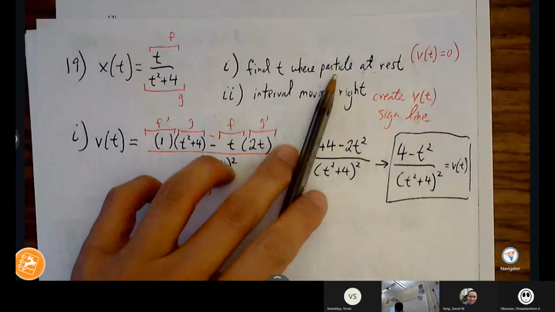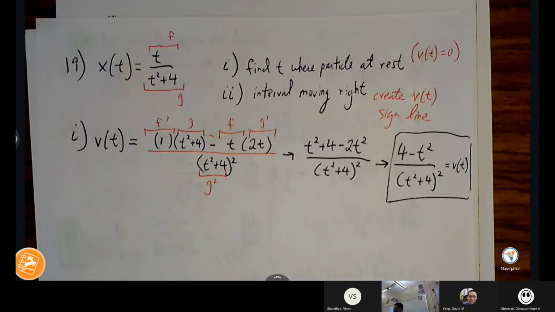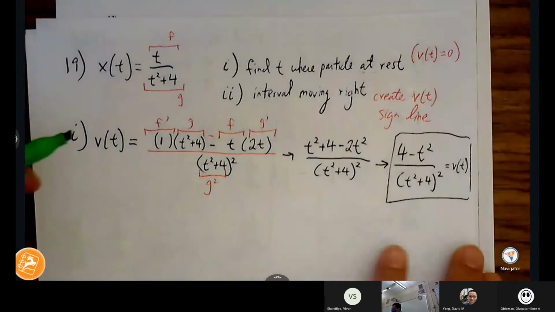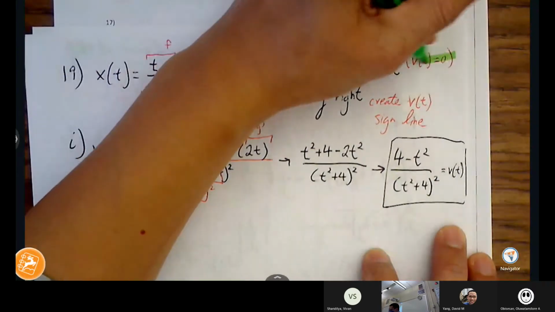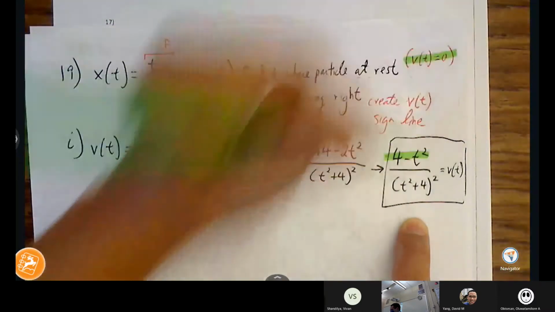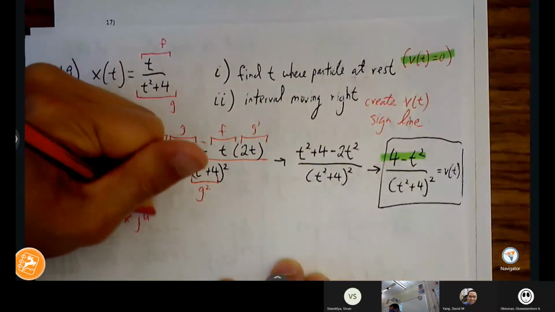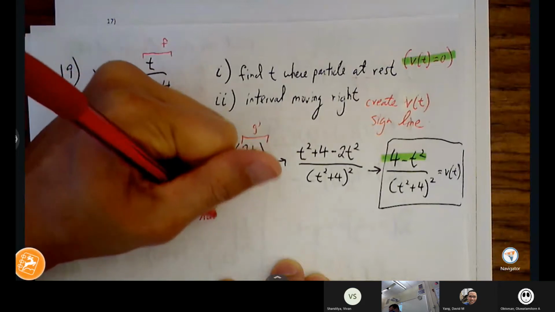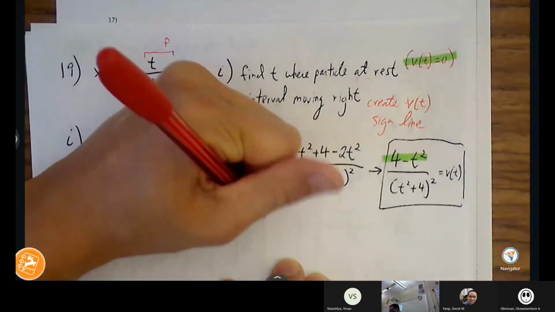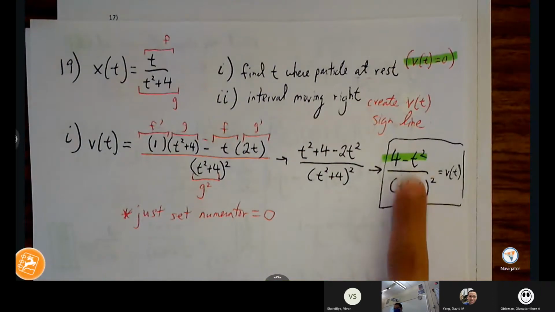Okay, so now it's asking for when the particle is at rest. And when we set the velocity equal to 0, there's a very specific location that we look. Where is that? How do we set velocity equal to 0? Do we set both equal to 0? Okay, just the numerator. We're just going to set the numerator equal to 0, because if we set the denominator equal to 0, then we're asking when the velocity is undefined, right? And that's not what we want. We want when the velocity is 0, so just the numerator.